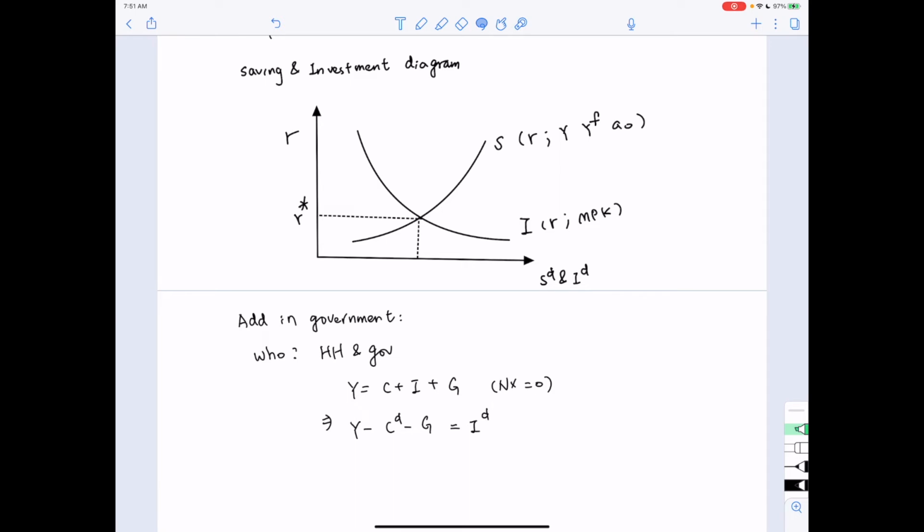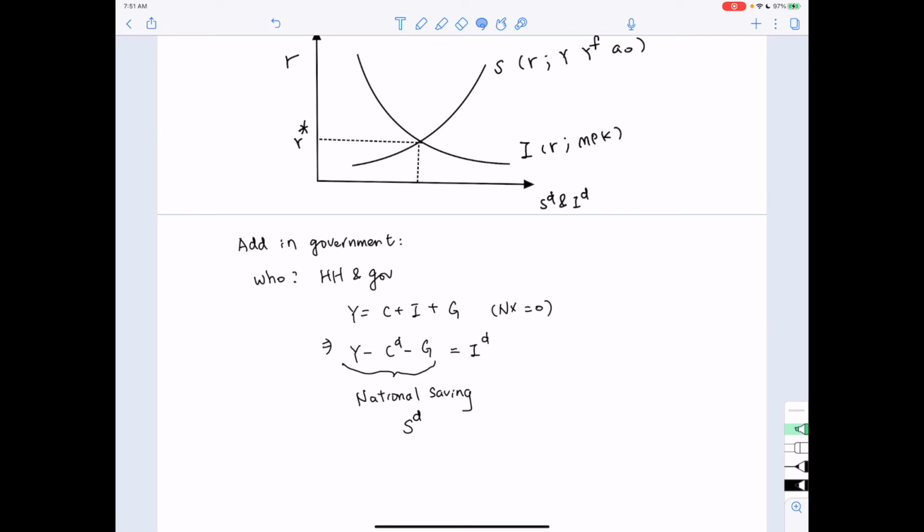If we look at the left hand side of the equation, it now becomes the national saving. So when we add government expenditure, it will affect the national saving. When government expenditure is higher, the national saving should fall. When it is lower, the national saving should rise.